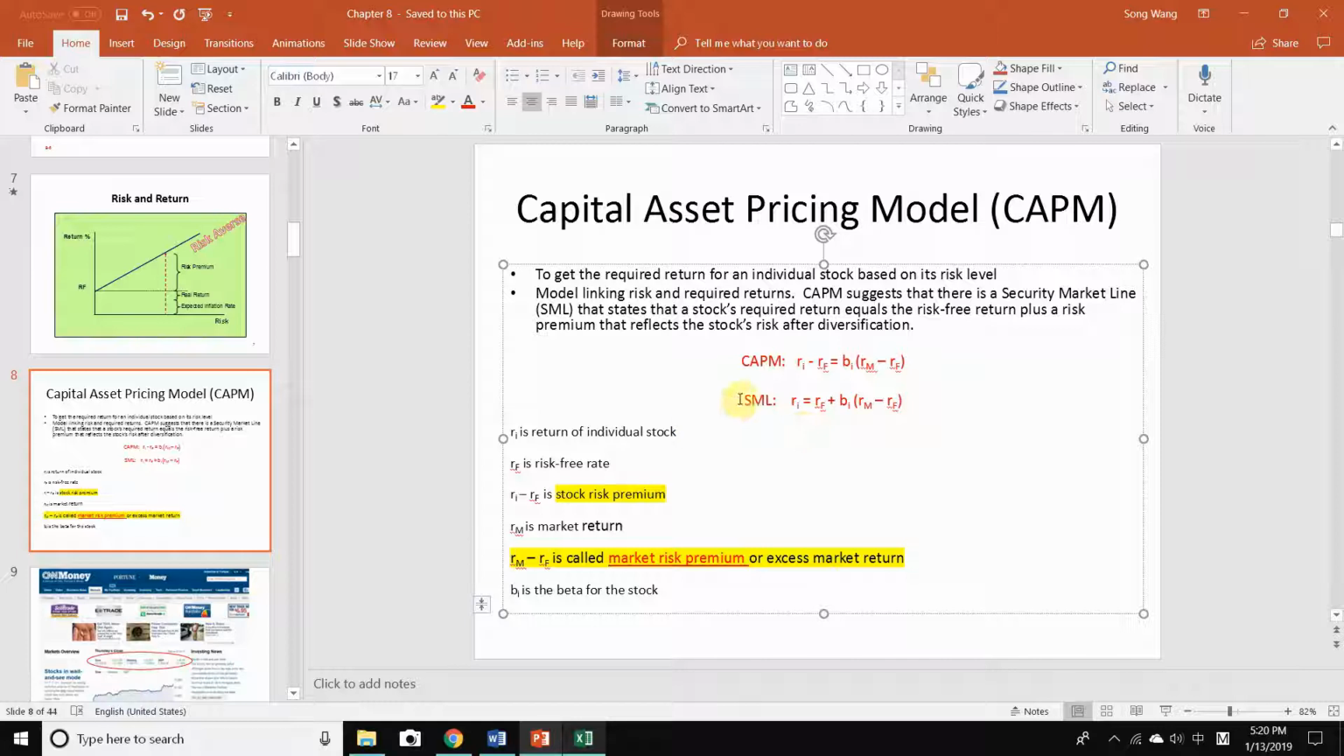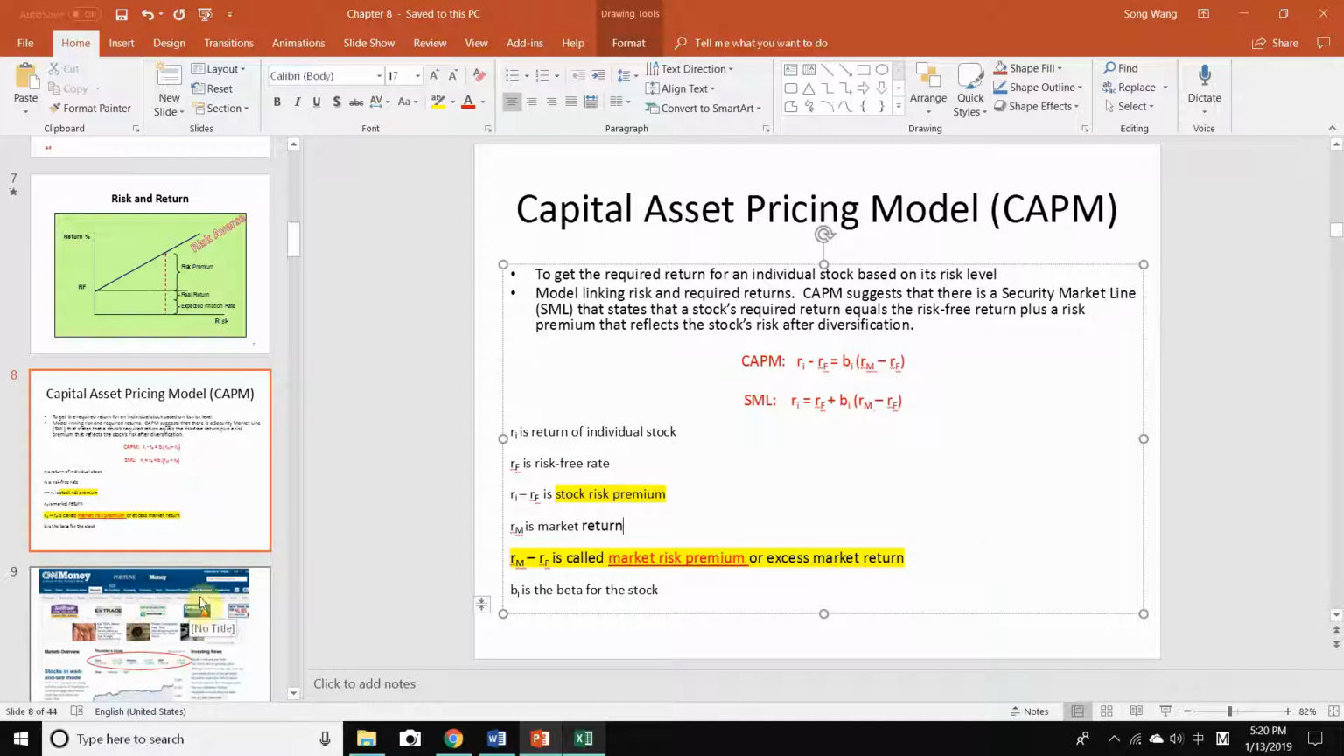And if you twist this equation a little bit, you move the risk-free rate to the right-hand side of the equation, then your individual stock return is the only one standing on the left. So it equals the risk-free rate plus beta times the market risk premium, which is in this parenthesis.